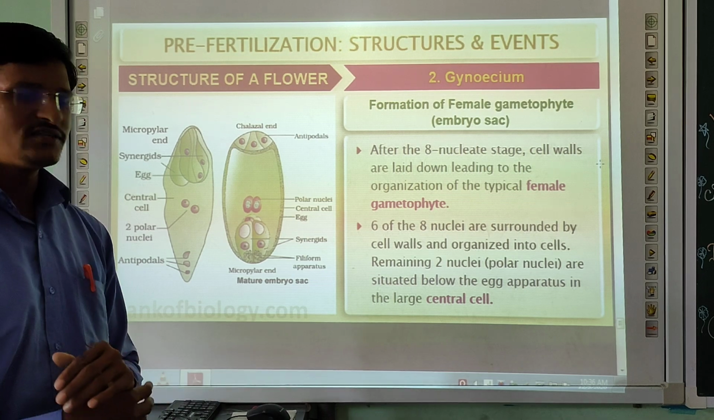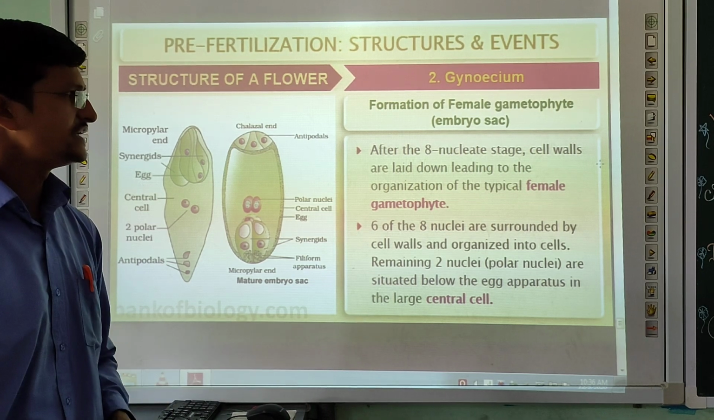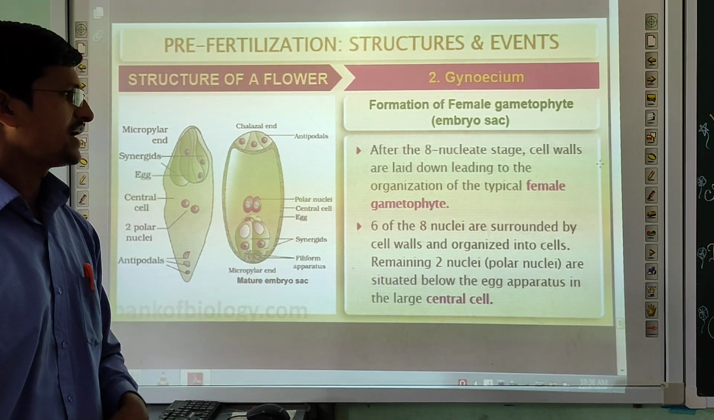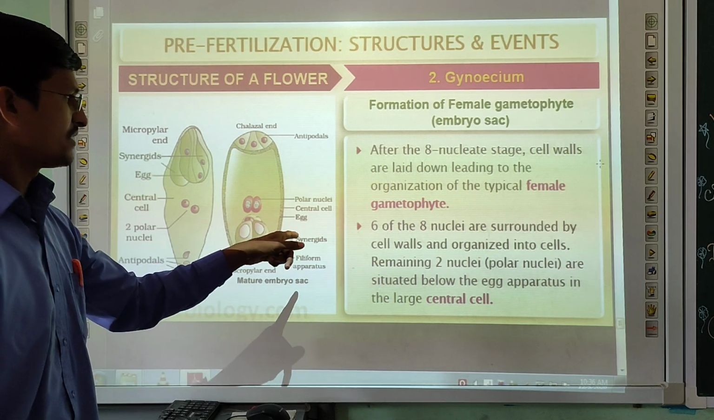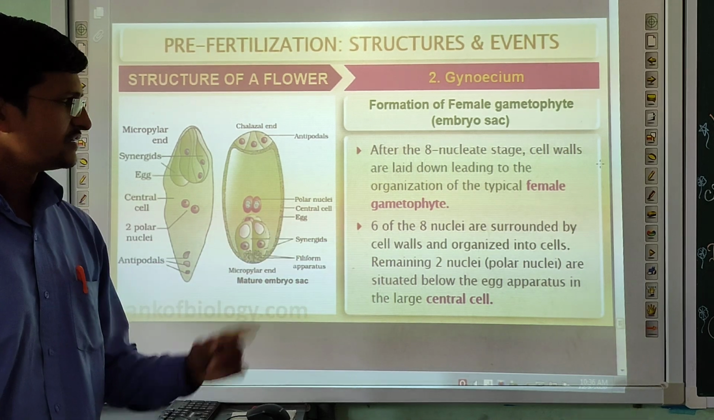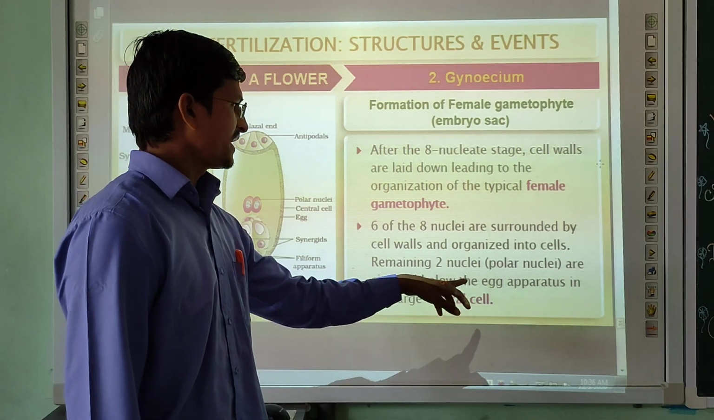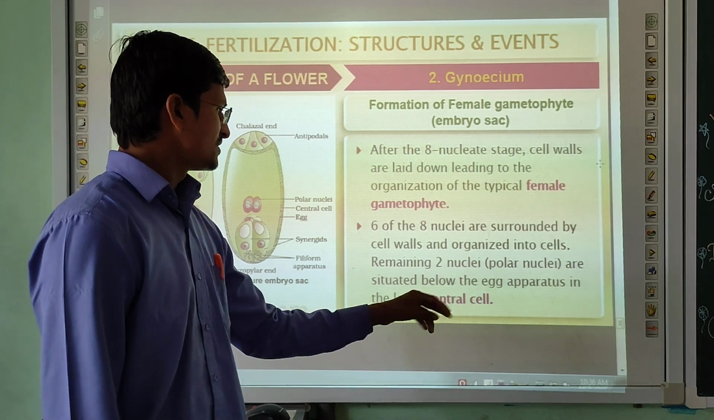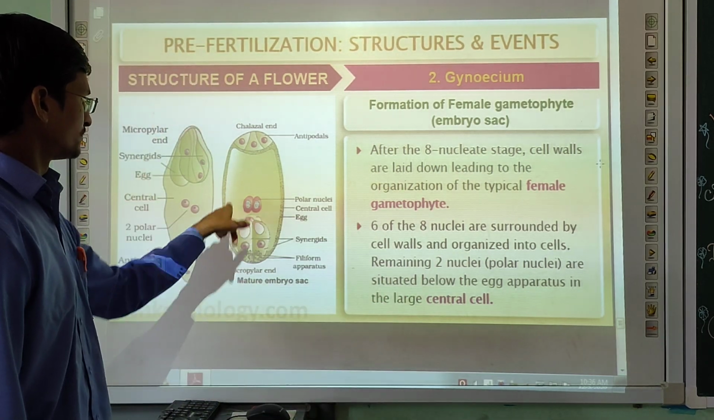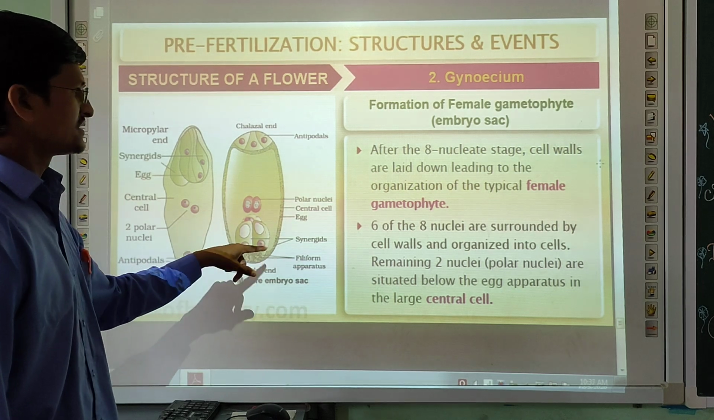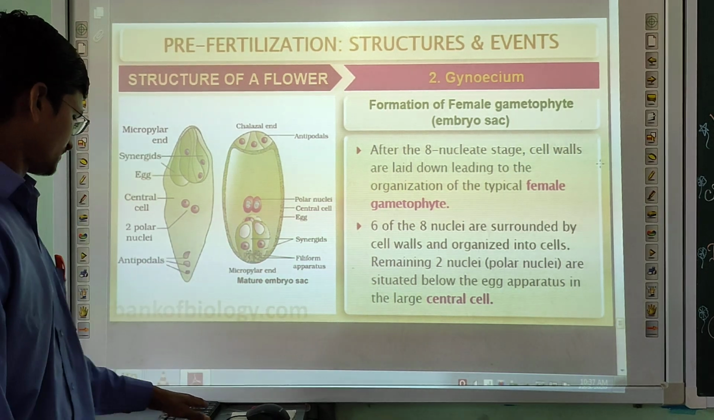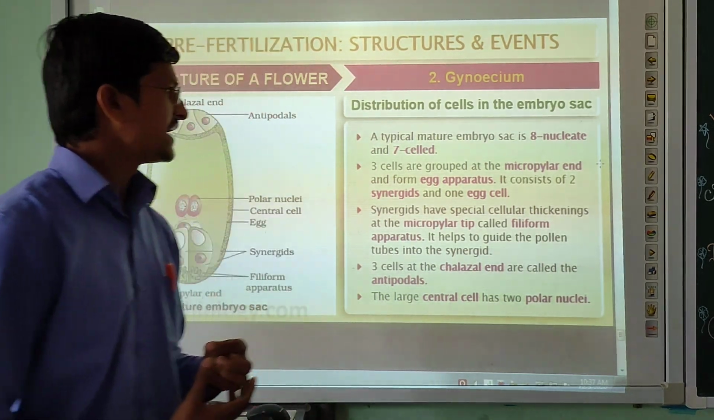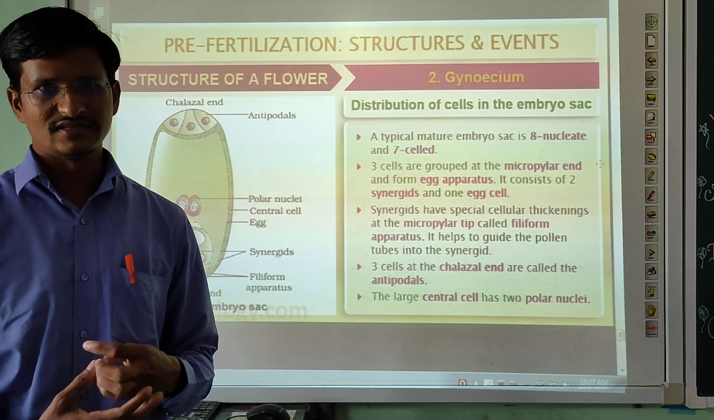After the 8-nucleate stage, the cell walls are laid down, leading to the organization of the typical female gametophyte. And 6 of the 8 nuclei are surrounded by cell walls and organized into cells. The remaining 2 nuclei, the polar nuclei, are situated below the egg apparatus in the large central cell. So I am talking about these 2, and the 6 are surrounded by cell walls. A typical mature embryo sac is 8-nucleate and 7-celled.